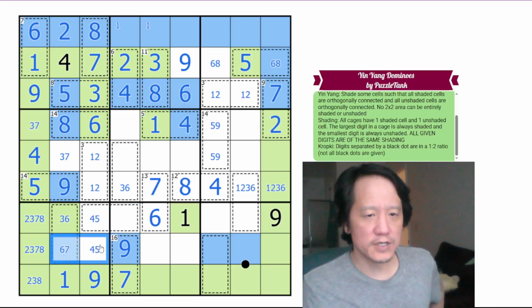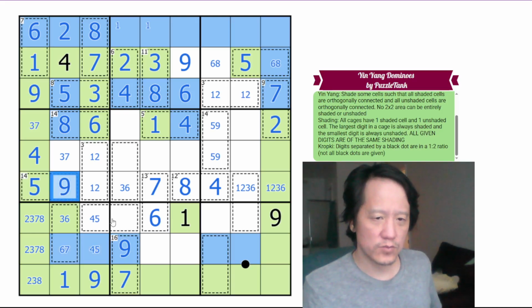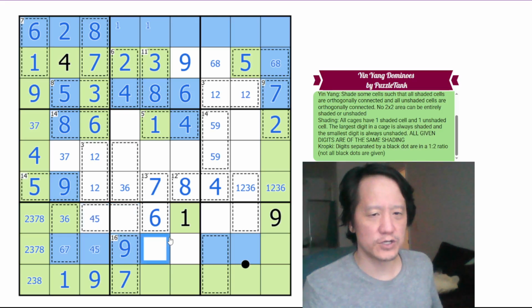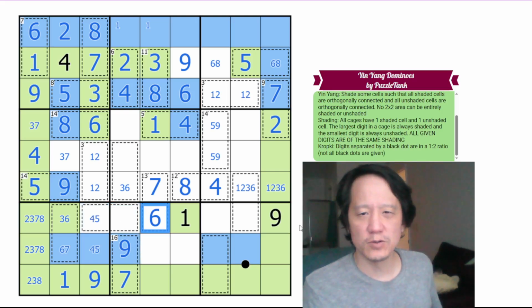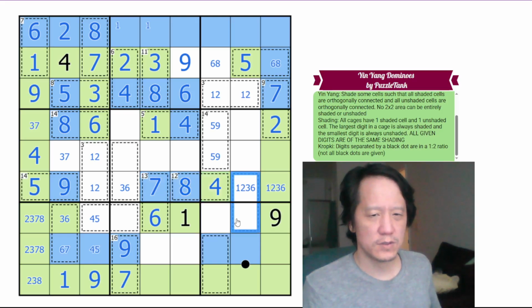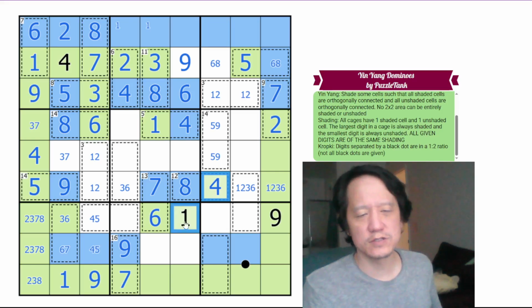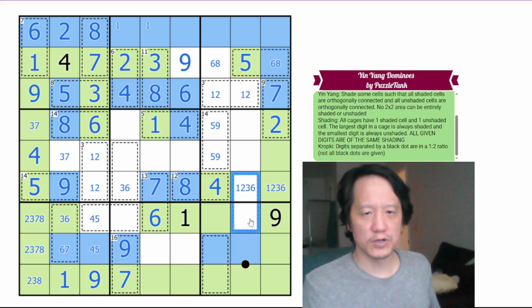This blue must connect to the rest of the blues, so it must connect this way. One of these is blue, one of these is green, we're not sure. Okay, this is the smaller one, so it's unshaded. So this is green, this is blue. This is a smaller one, so that's green, this is blue. We can't have cross diagonals of different sets, so this must be green here. One of these is green, one of these is blue.